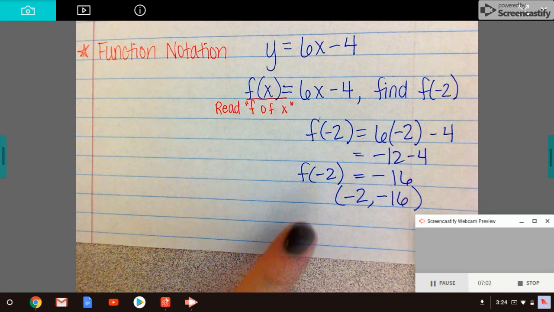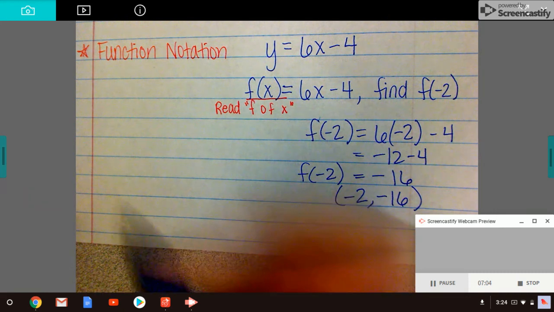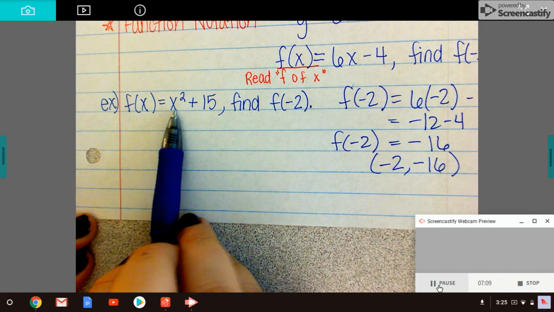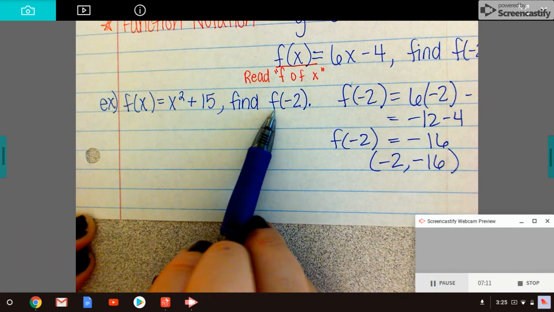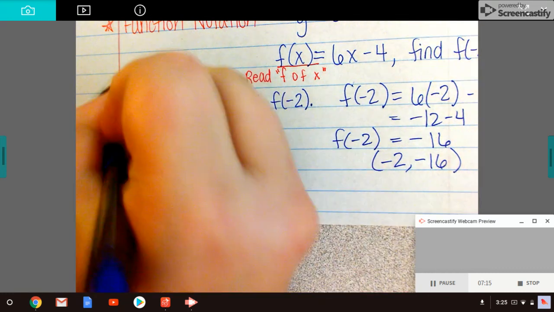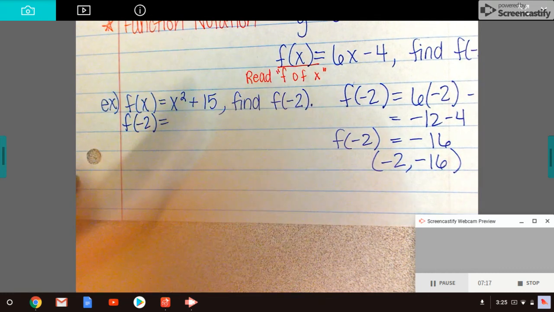All right, let's do one more like that. All right, let's do this one. f of x equals x squared plus 15. Find f of negative 2. So let's see. I want to plug in a negative 2 here and to every other spot.